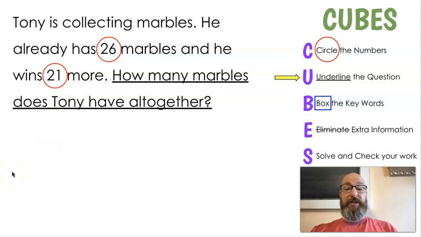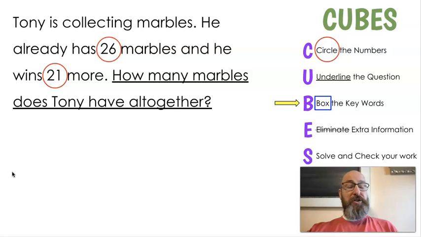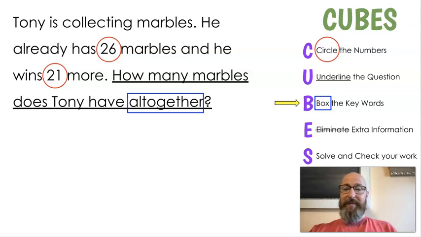Now, we still don't know if it's addition or subtraction, so we have to look for the keyword. Do you see the keyword? Because B stands for box the keywords. Do you see a keyword? What is it? Altogether, that is correct. Altogether means that we add. So we're at a great spot now. We know what numbers, we know we're adding them, and we know what we're being asked to find out. How many marbles does Tony have altogether?